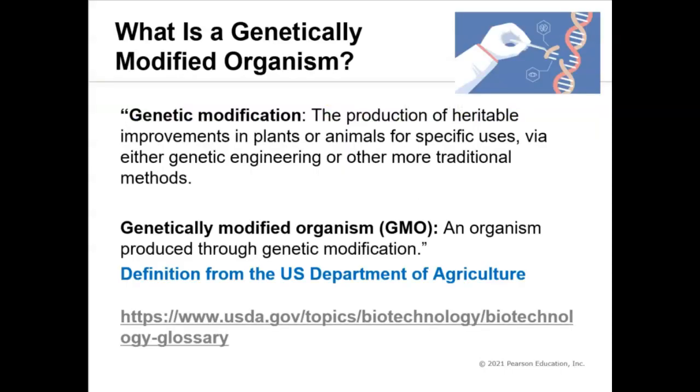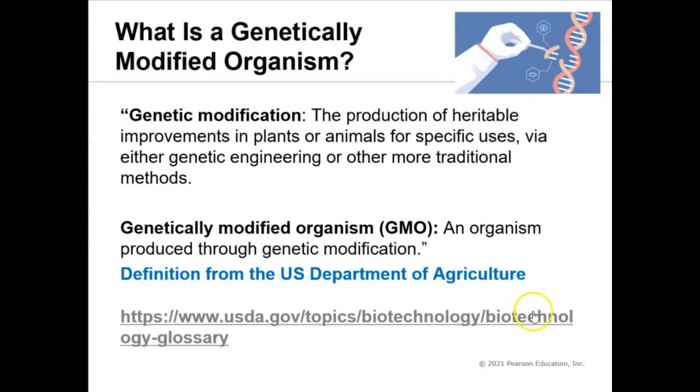These are the official definitions from the U.S. Department of Agriculture. So genetic modification is going to be the production of heritable improvements in plants or animals for specific uses via either genetic engineering or other more traditional methods. And then a genetically modified organism, a GMO, is going to be an organism produced through genetic modification.